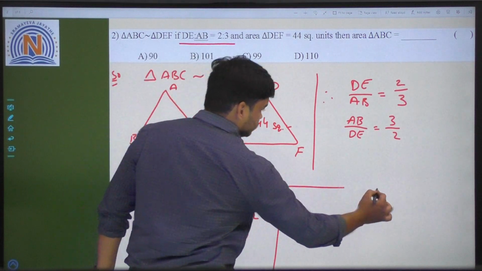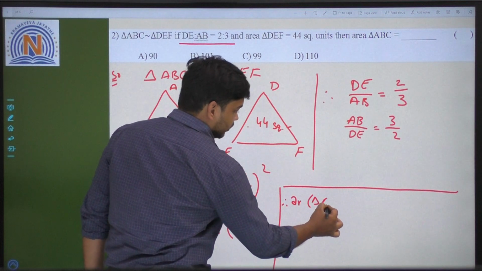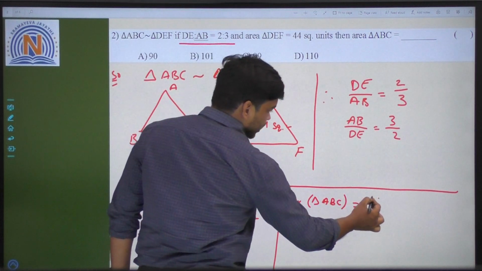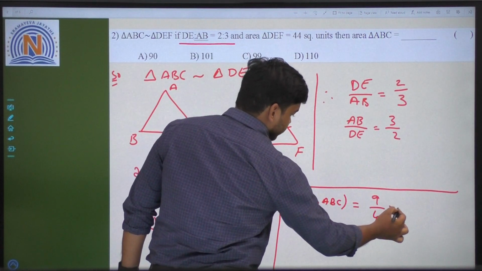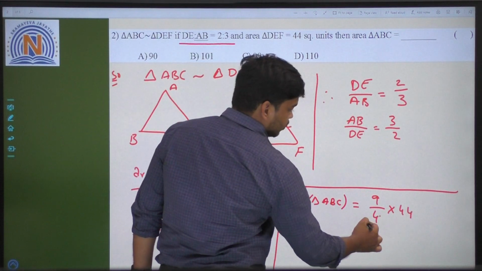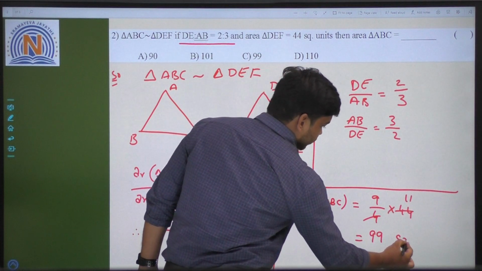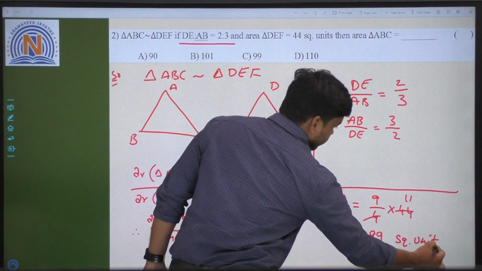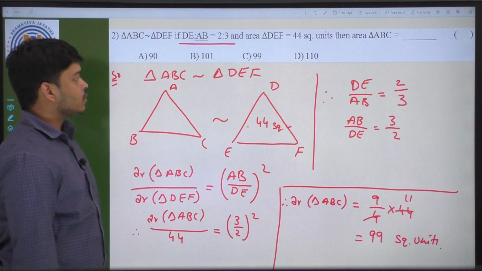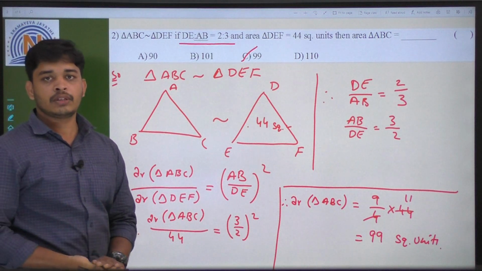Therefore, area of triangle ABC is equal to 3 square value which is 9, 2 square value which is 4, into 44, sending 44 to the left hand side. 4 ones are 4, 11s are 9 into 11, which is 99 square units. What is the area of triangle ABC? 99 square units. Option C. Now coming to the next problem.